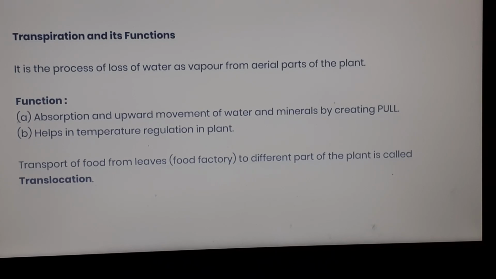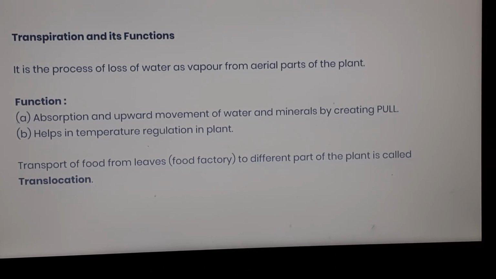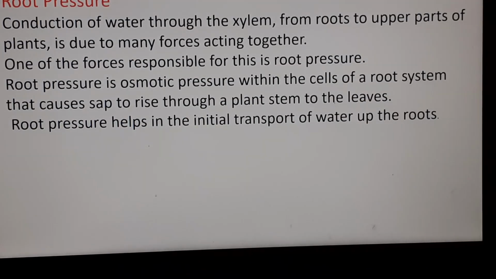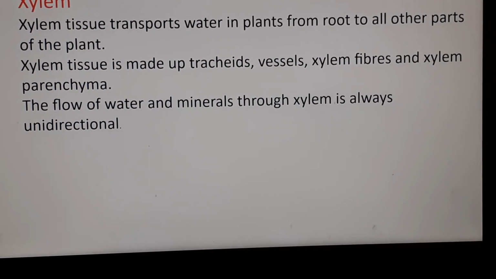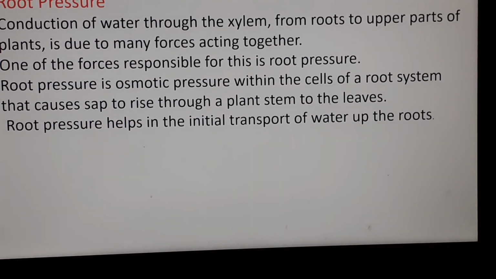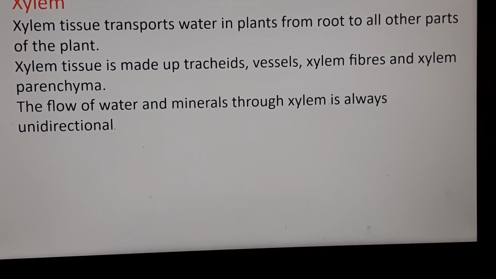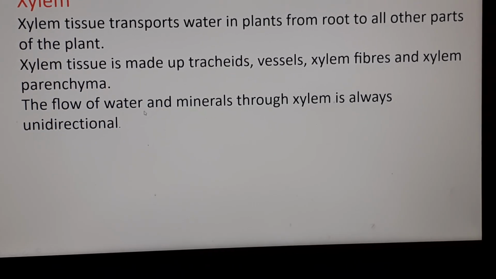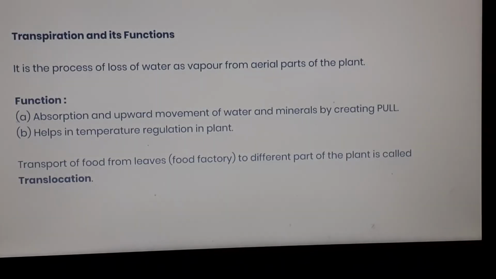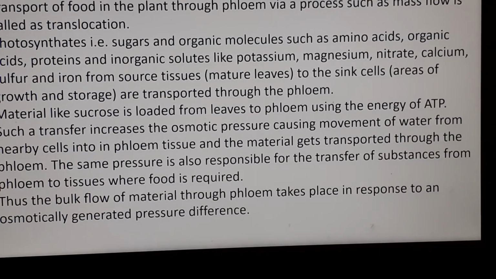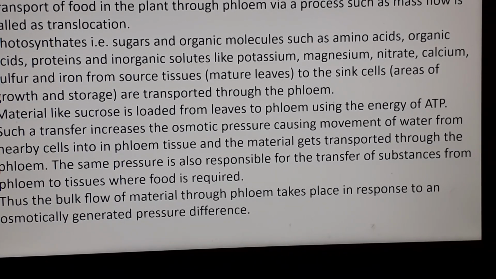Next one: the transport of food from leaves to different parts of the plant. This is called translocation. How does it happen? Through the phloem tissue. See here, this is xylem. We studied about root pressure. Next, xylem tissue transports water in plants. We studied all of it. Again the important point is that the flow of water and minerals through xylem is unidirectional, only in the upward direction. See, I am going up only; I will not come down. Next one, translocation. Here what will happen in translocation?